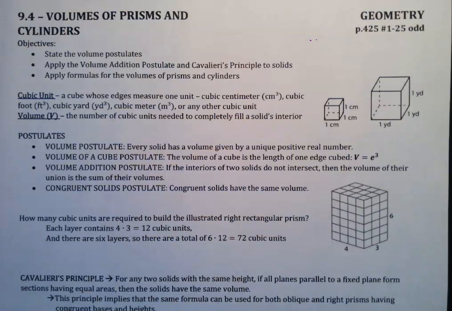The volume postulate: every solid has a volume given by a unique positive real number. Volume of a cube postulate: the volume of a cube is the length of one edge cubed. So we could say V equals E cubed, where E stands for edge. The volume addition postulate: if the interiors of two solids do not intersect, then the volume of their union is the sum of their volumes.